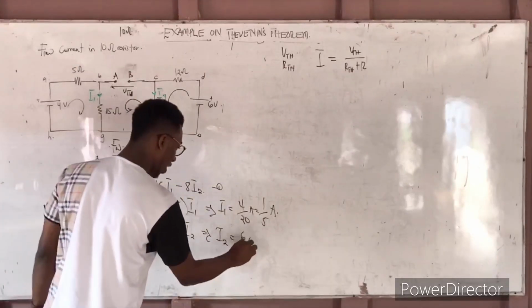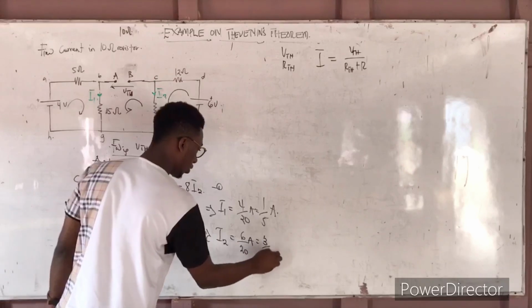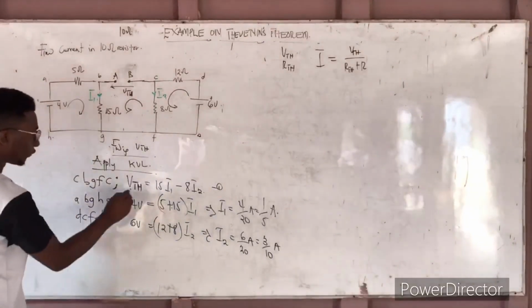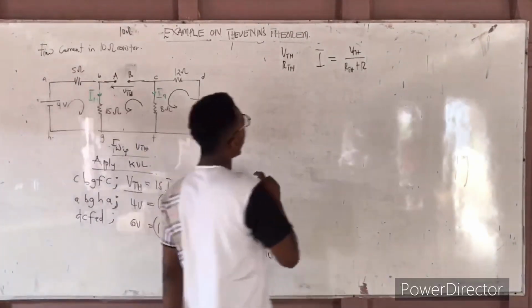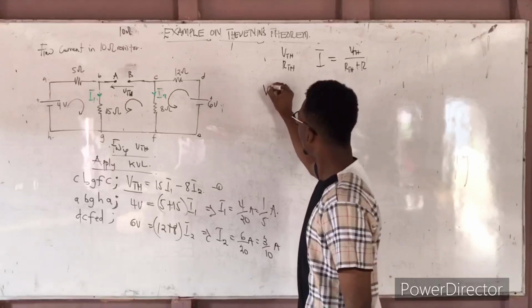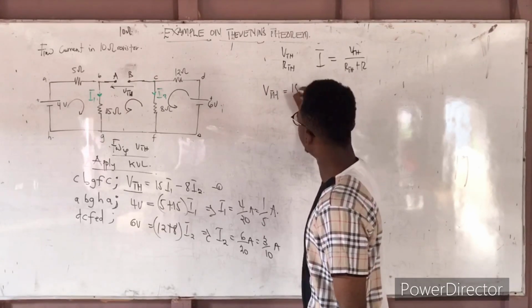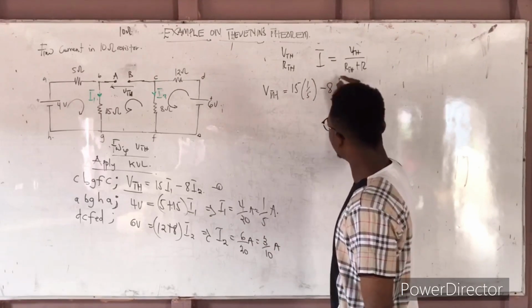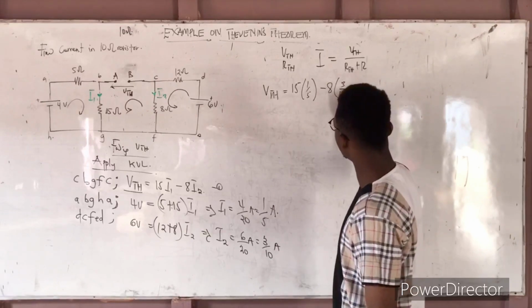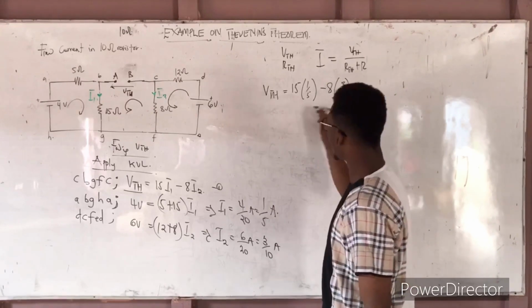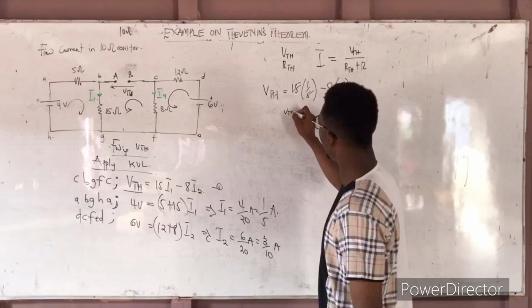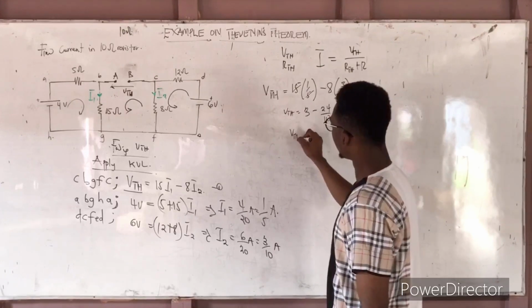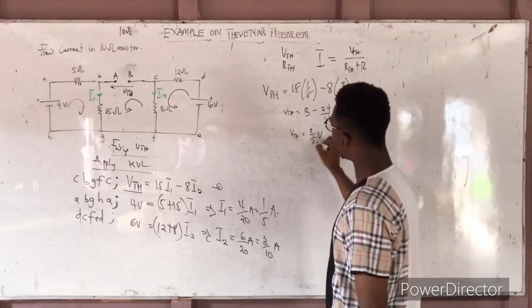6 on 20 ampere, which is simply 3 on 10 ampere. Okay, so now I want to find the voltage at last. So how do I calculate for the voltage? Therefore, the VTH will be equal to 15 I1. The I1 calculated was 1 on 5, minus the 8 I2, which was calculated as 3 on 10. So when you do this calculation, the VTH finally becomes 3 minus 24 on 10. And when you do this, you get 3 on 5 volt.